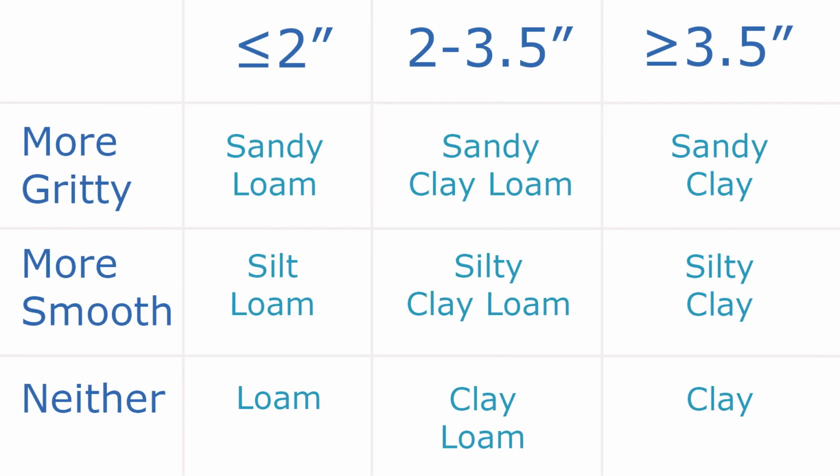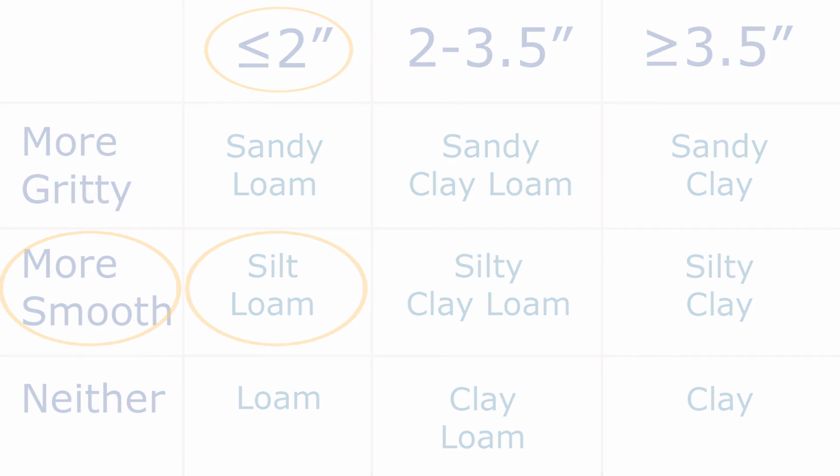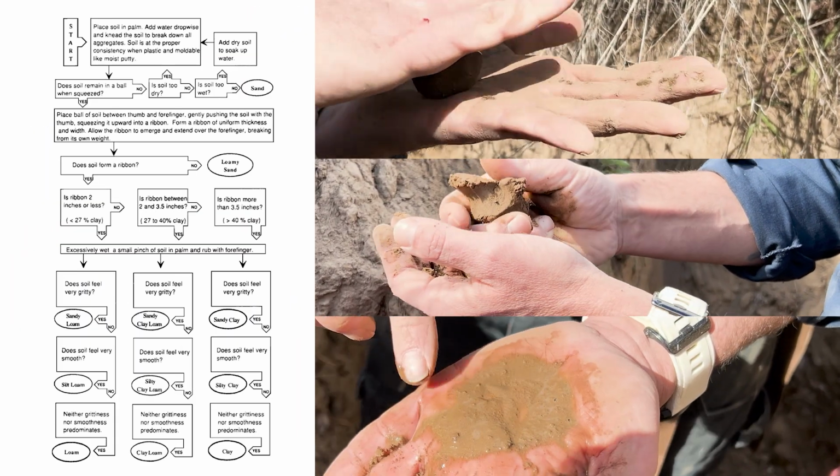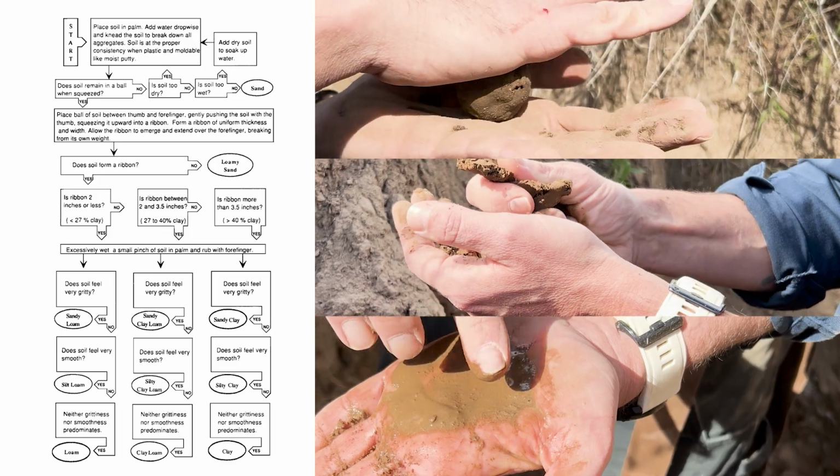If you had 1-inch long ribbons and the soil felt mostly smooth, what type would it be? This would be the first column, since it's less than 2 inches, and the second row for smooth, which would mean this soil would be a silt loam. There's a link in the description of this video to a flowchart that you can use to follow these steps to find the texture of your soil.